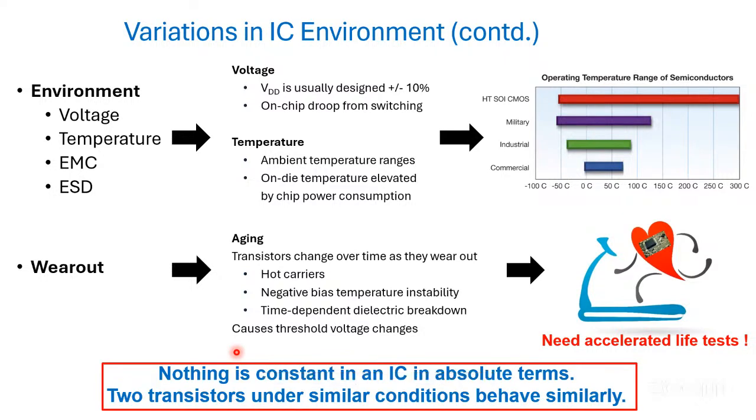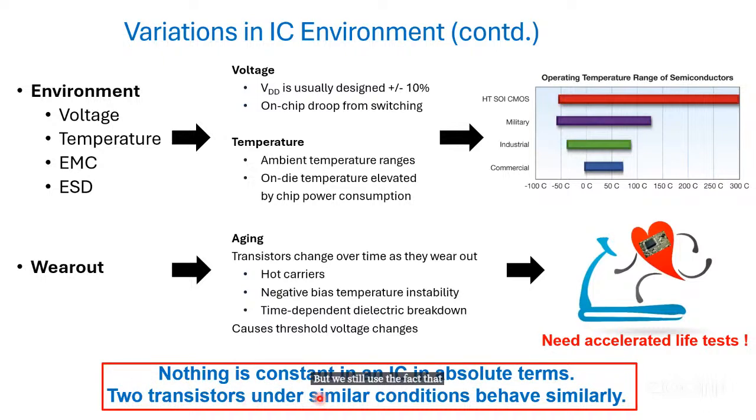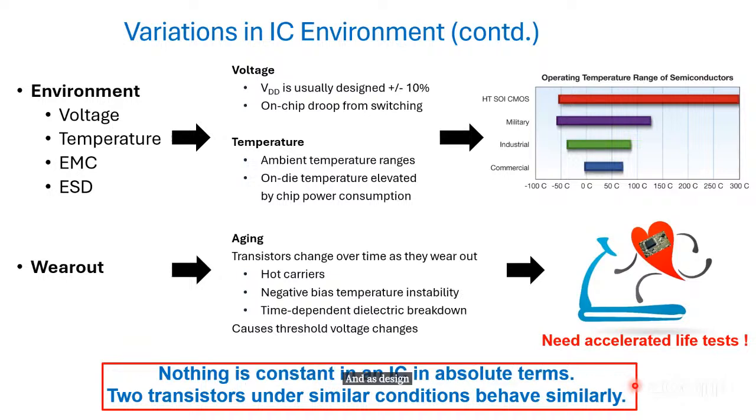Okay, so in short, the environment is changing, so nothing is constant in an IC in absolute terms. But we still use the fact that two transistors under similar conditions behave similarly. This is the whole concept of matching. And as designers, we always need to make sure that two matched transistors are put in similar conditions, always, in the design and also in the layout.